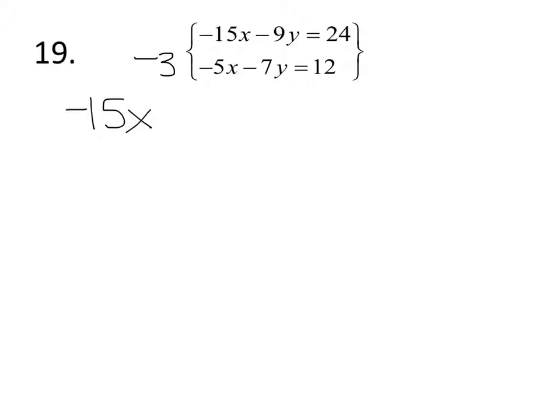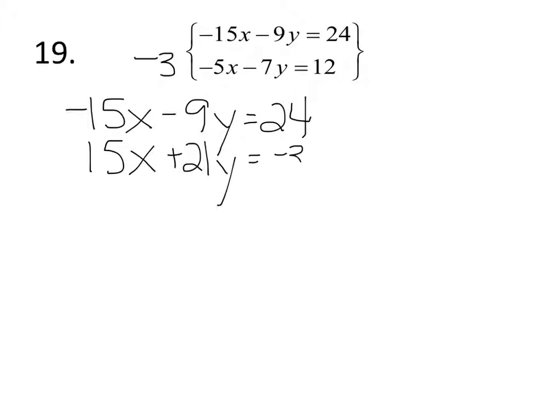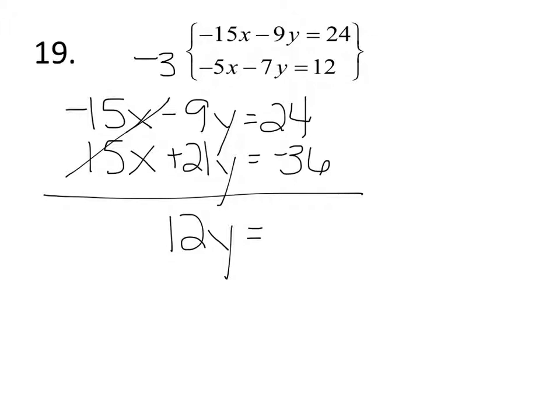So I have negative 15x minus 9y equals 24. The first equation doesn't change. And then you distribute the negative 3 to the entire second equation. So you get positive 15x plus 21y is equal to negative 36. Treat it like an addition problem. Your x's cancel. Negative 9 plus 21 is 12. Y is equal to negative 12 because 24 minus 36 is negative 12.